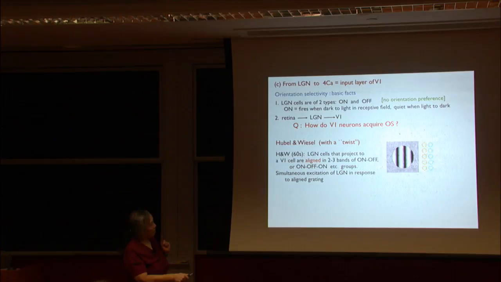And if the V1 cell is connected to two rows of on and off cells like this, there will come a time when this part is changing from light to dark, dark to light, and this part is changing from light to dark, if it's got the right width, right? Then all of those cells will get really excited. And when too many cells are excited, it causes the V1 cell to become very excited. Okay? This is the theory of Hubel and Wiesel.